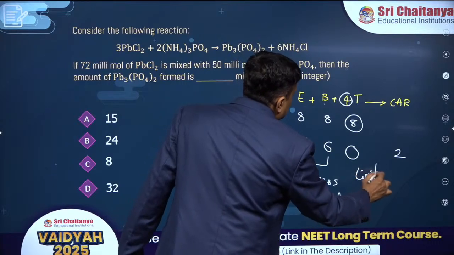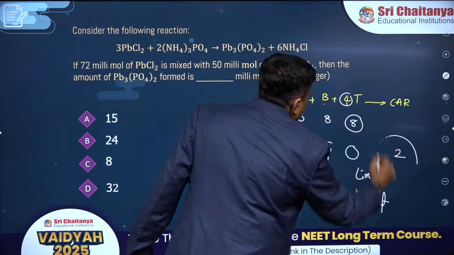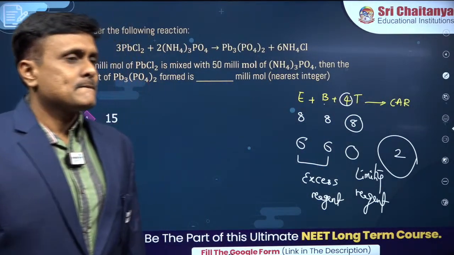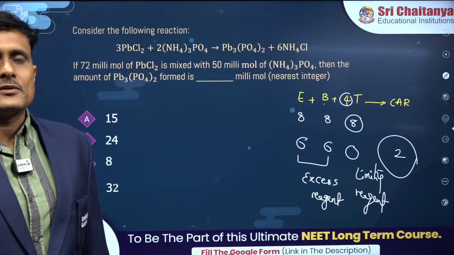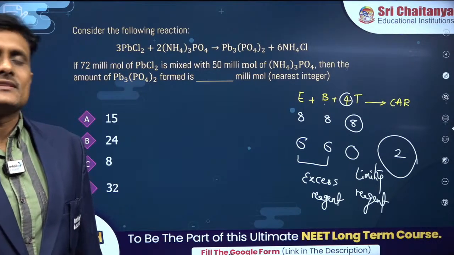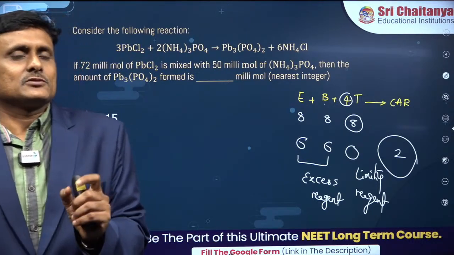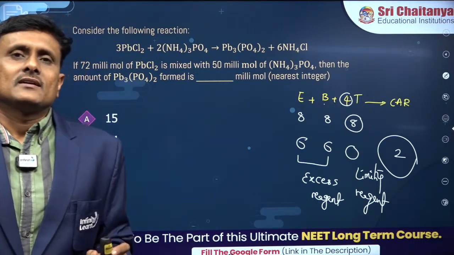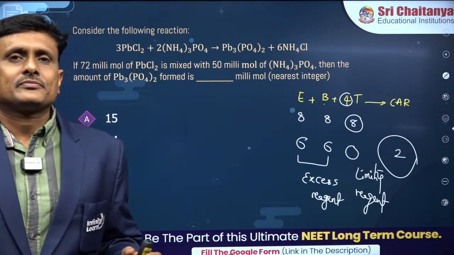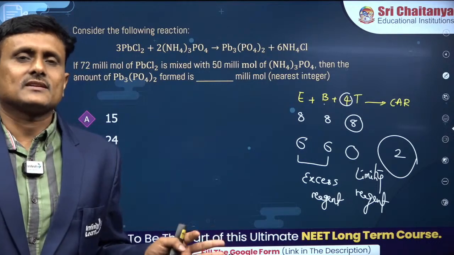Please try to understand. Don't just give up. So always remember, limiting reagent produces the least. Are you understanding? Produces the least. Remember always, limiting reagent वो reactant है जो कम product देता है. Limiting reagent produces the least. That's all. This is what you need to understand.